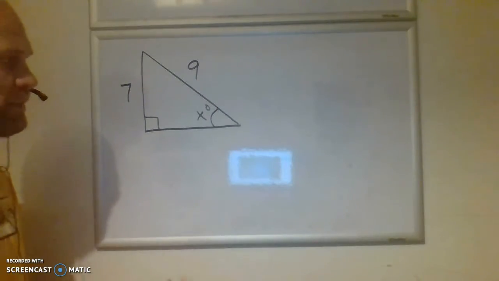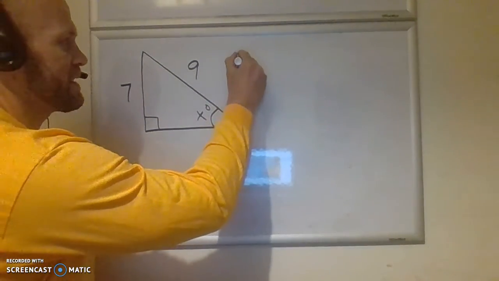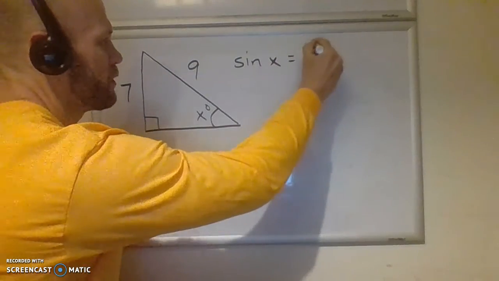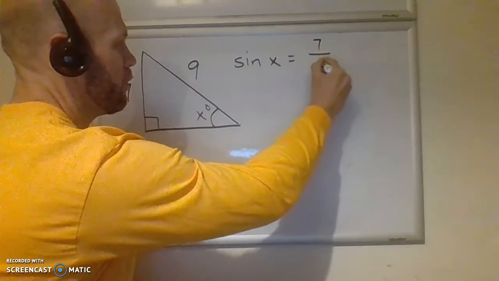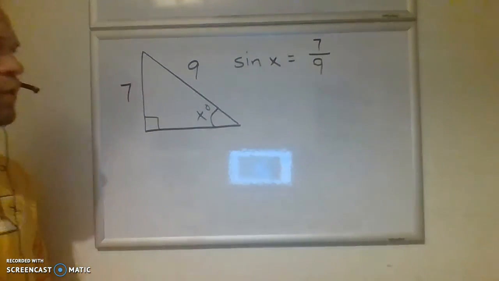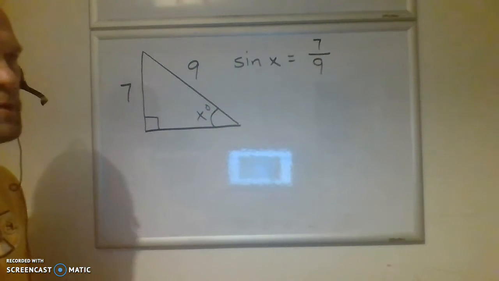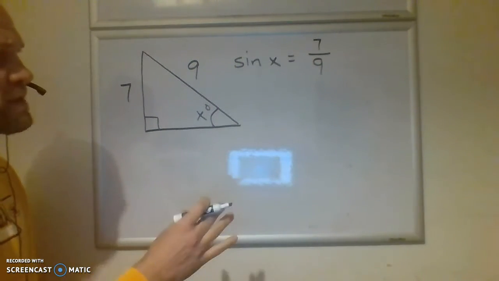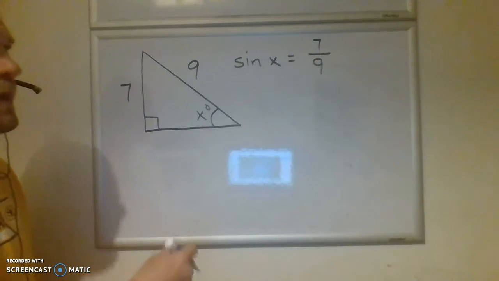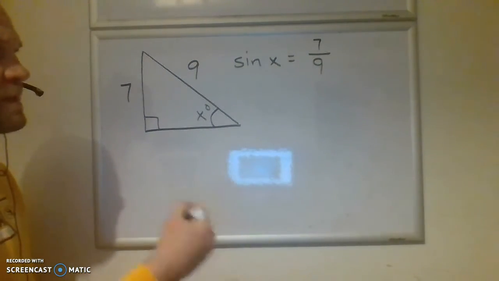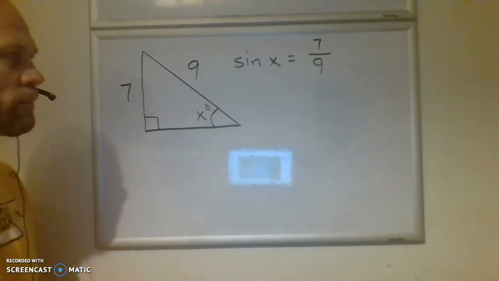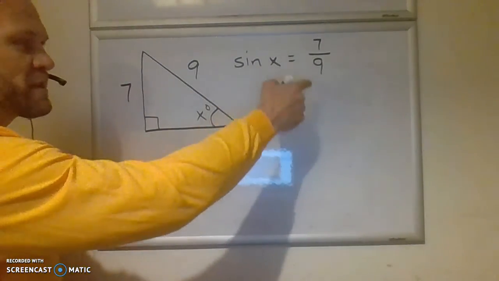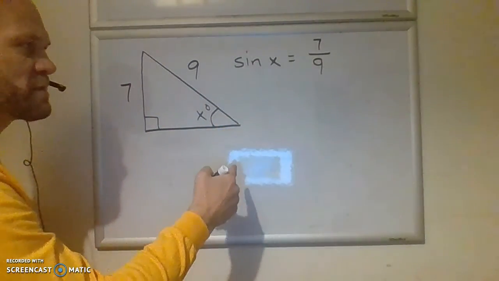So the first step in this setup would simply be to say the sine of x is equal to 7 over 9, or the opposite over the hypotenuse, trigonometric ratio that we talked about in our other video. So now, in order for us to find that, we're going to have to find the inverse sine of the ratio. So the sine of the degree gives us the ratio. The inverse sine of the ratio gives us the degree.